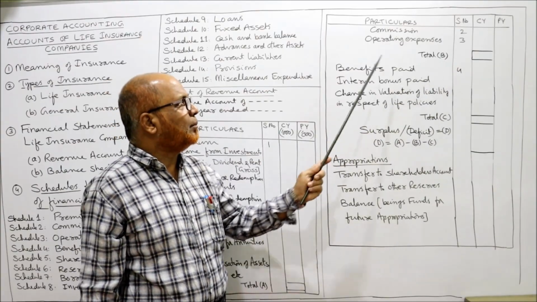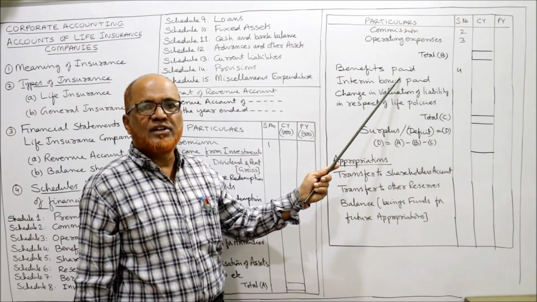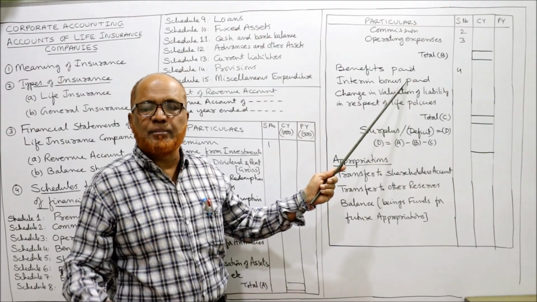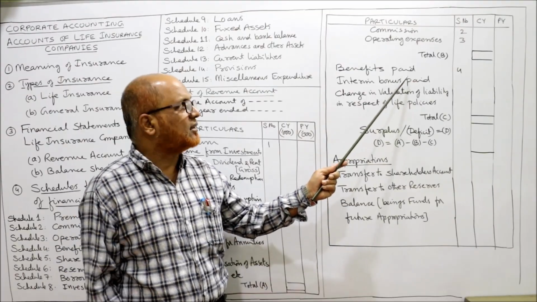Then fourth schedule, benefits paid. Benefits paid includes claims paid, claims paid on maturity, claims paid on death, etc.